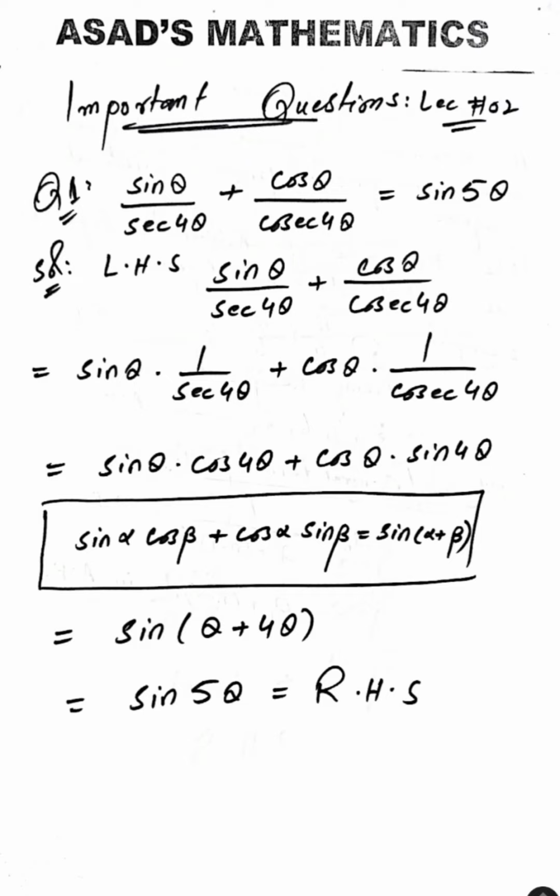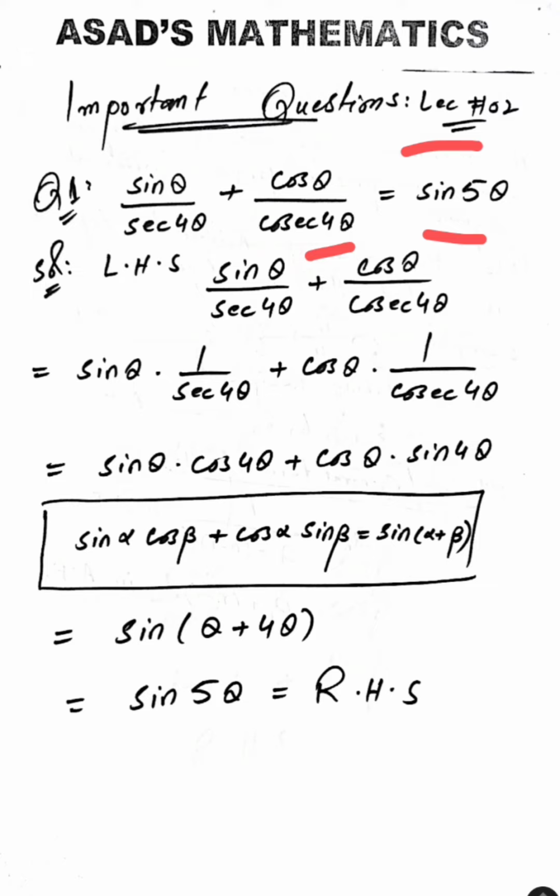Dear student, today our lecture is some important questions of trigonometry. This is lecture number 2. The first question is sin theta divided by secant 4 theta plus cos theta divided by cosecant 4 theta is equal to sin 5 theta. Now we solve this question.